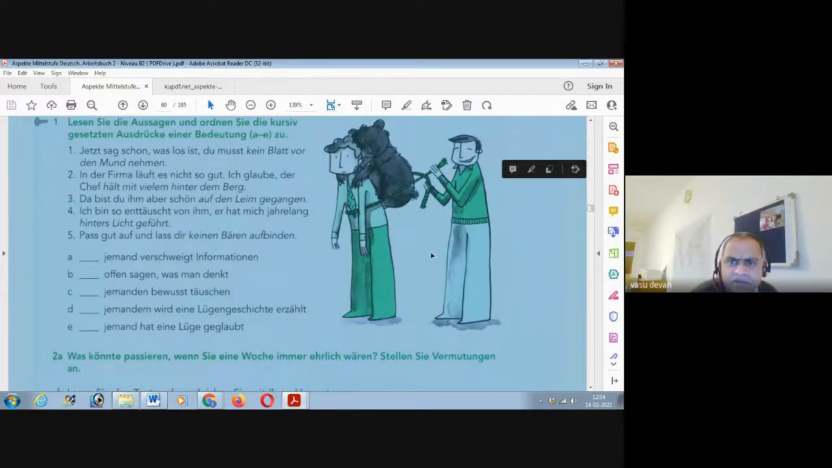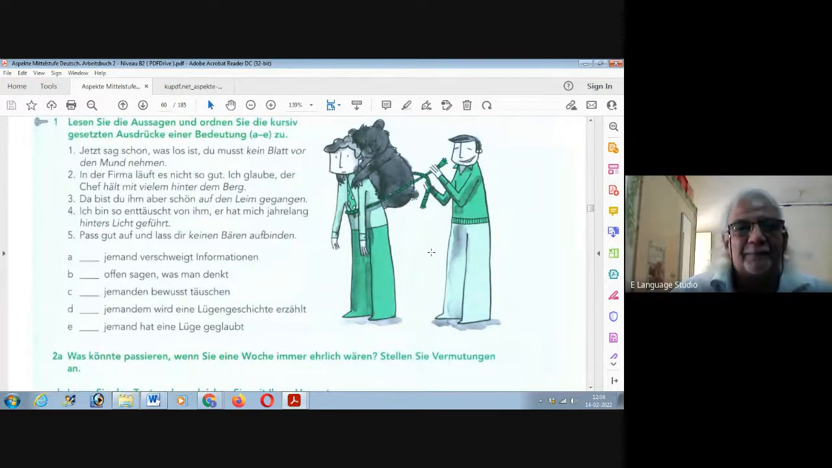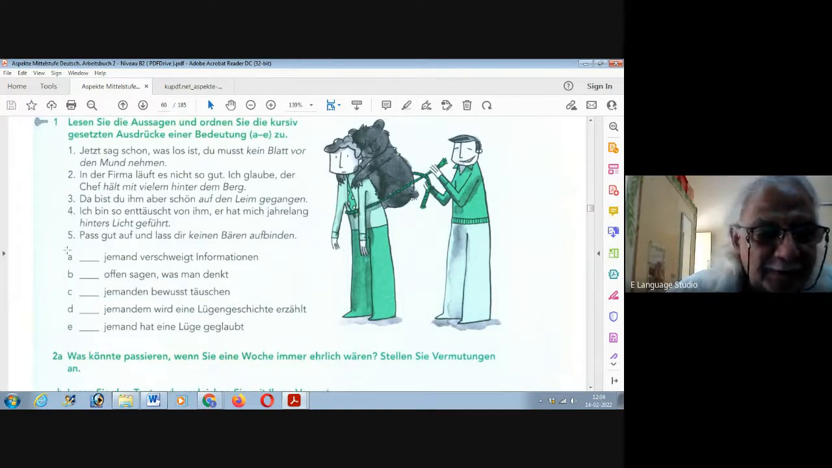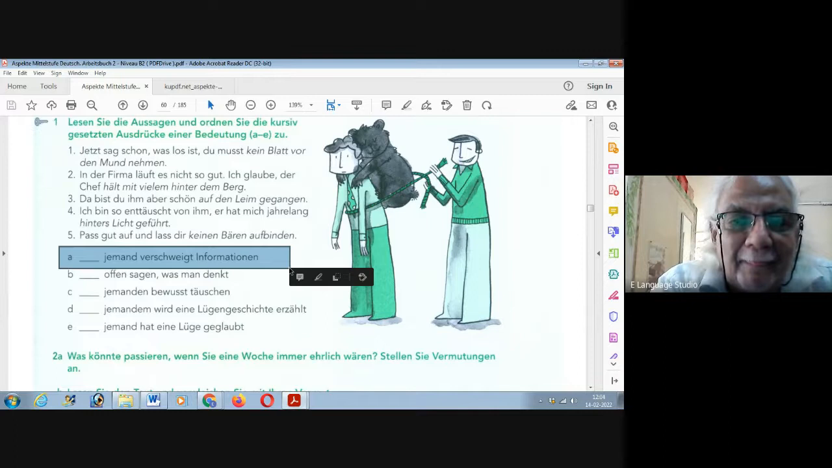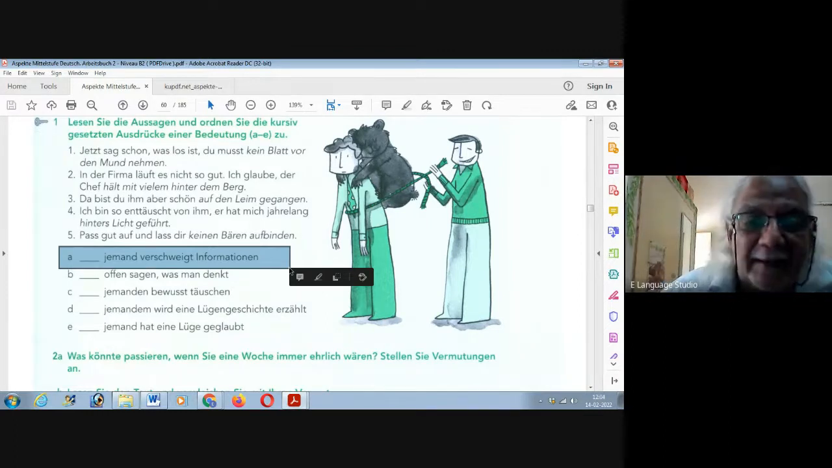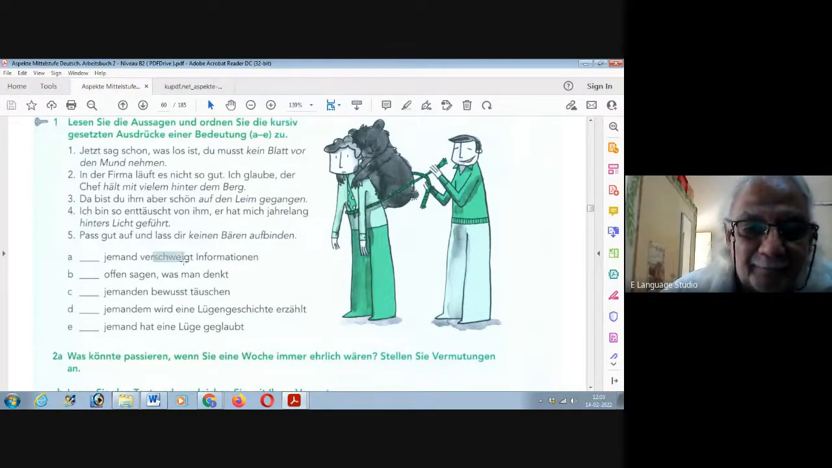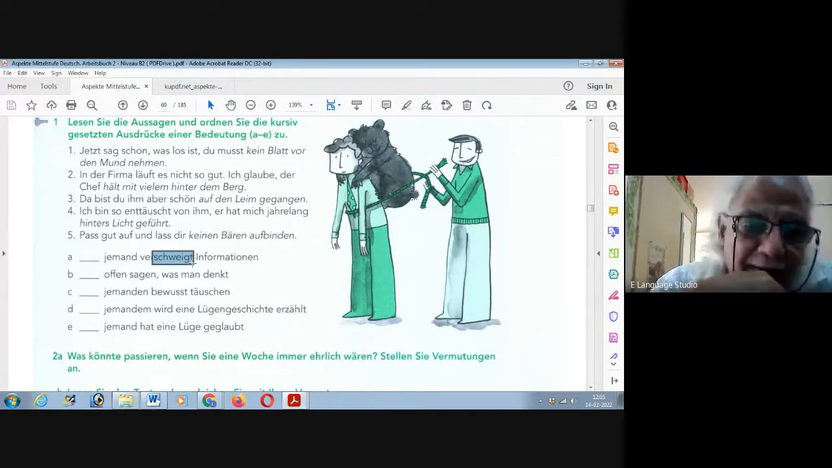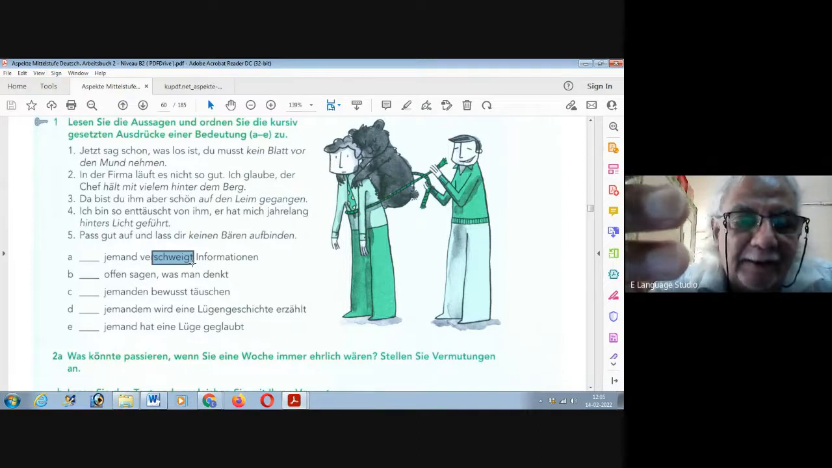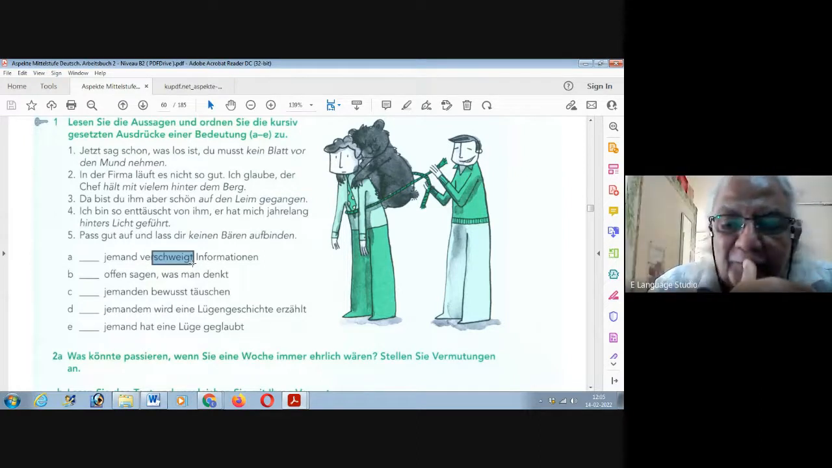Sprichwörter oder Redewendungen hier vielleicht. Is in Redewendungen, absolutely correct. What is this one here? Jemand verschweigt Informationen. Was ist verschweigen? Schweigen. Was bedeutet das, wenn schweigen? Quiet, to be quiet. Give me the correct meaning here, Kushi. Jemand verschweigt Informationen.